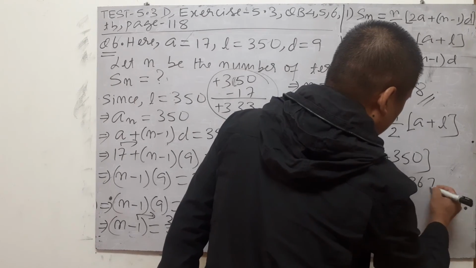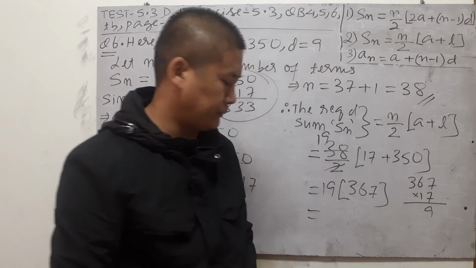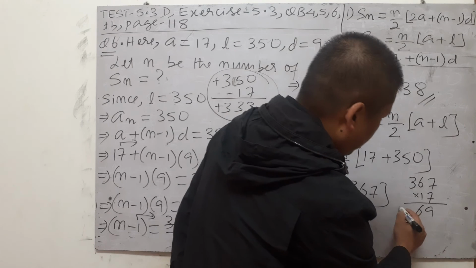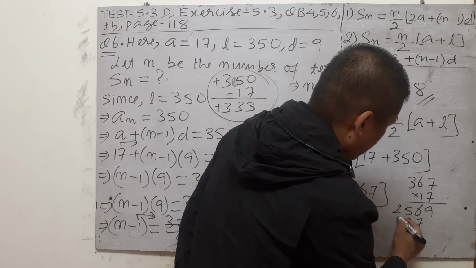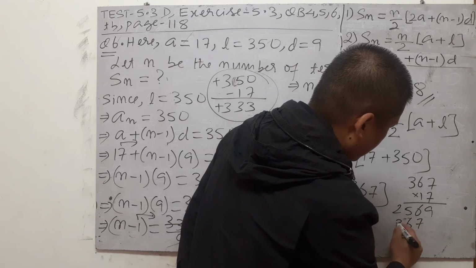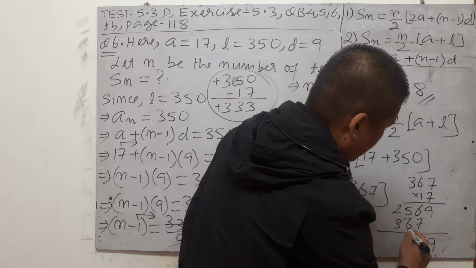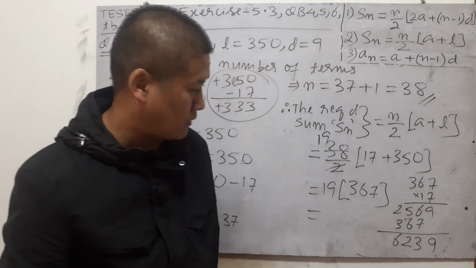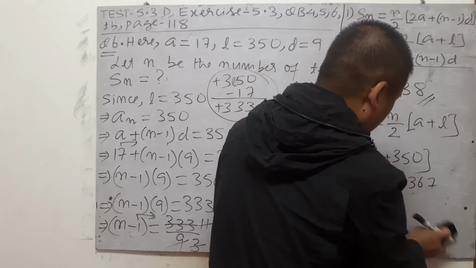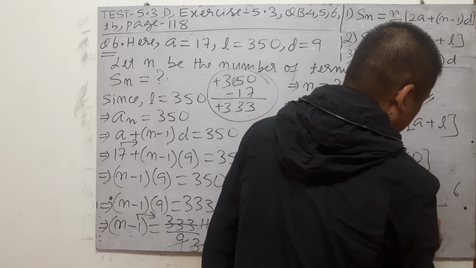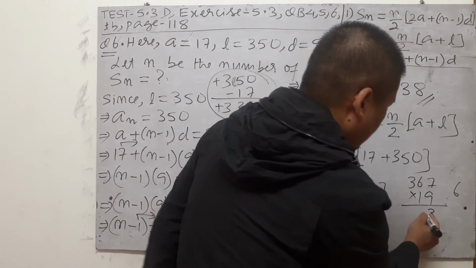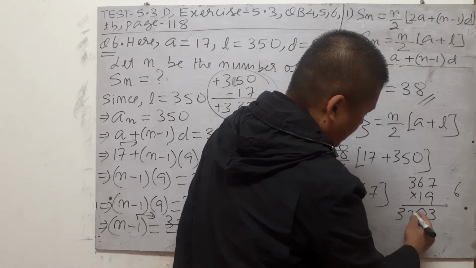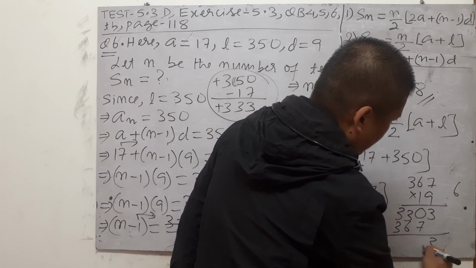So 367 multiplied by 17... Oh, I made a mistake here, sorry, it is into 19, not 17. So 9 7s are 63, 6 in hand. 9 6s are 54, plus 6 is 60, 6 in hand. 9 3s are 27, plus 6 is 33. Then 1 7, 1 6, 1 3, so 3, 7, 9, 6.